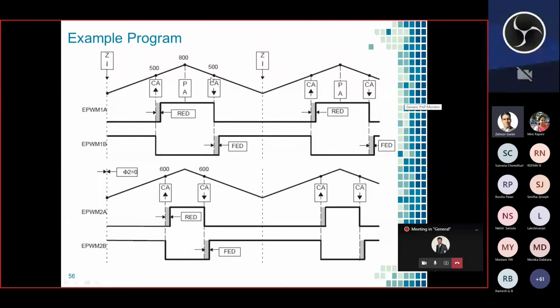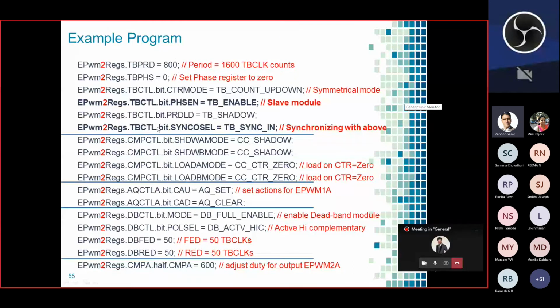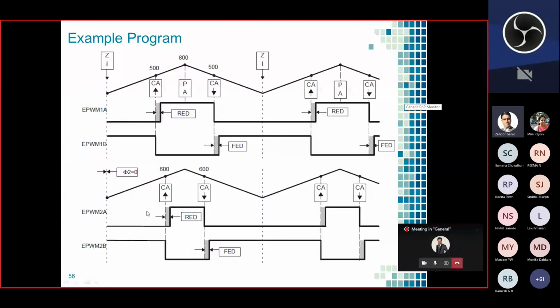Let us see. This is the same thing, but here I have changed the compare A value to 600. The period is the same, and only the compare A value is changed to 600, other things are the same. From 0 to 800 it is counting. Okay, and it is synchronizing with above, so your phase here is 0. So 1A, 1B, this is 2A, 2B, second register. Okay. So this is what is done.